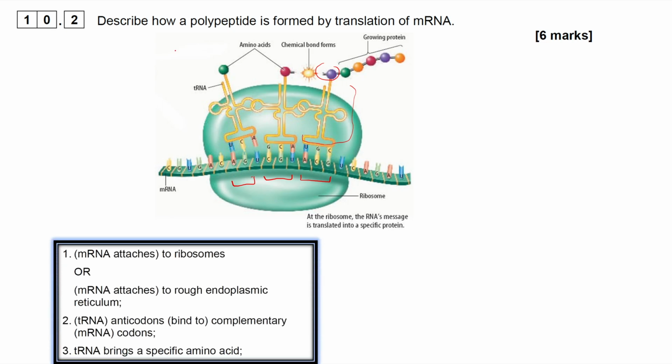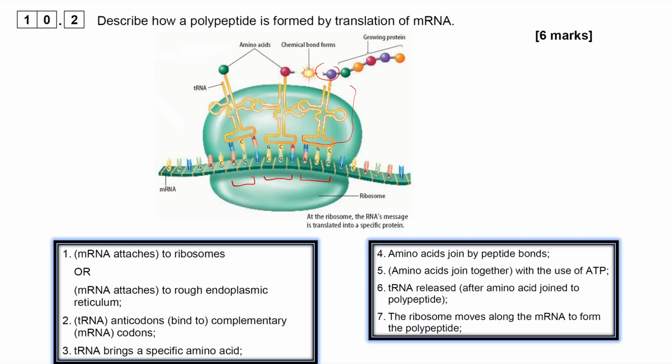So your answer should include these points. Number 1, messenger RNA attaches to ribosomes. Number 2, transfer RNA anticodons bind to complementary messenger RNA codons. Number 3, transfer RNA brings a specific amino acid. Number 4, amino acids joined by peptide bonds. Number 5, amino acids joined together with the use of ATP.